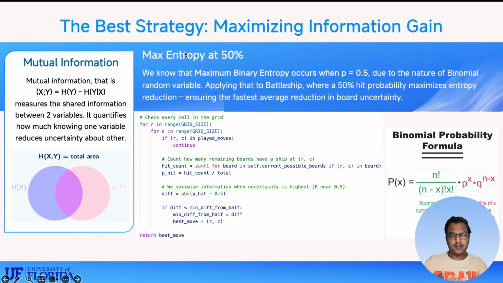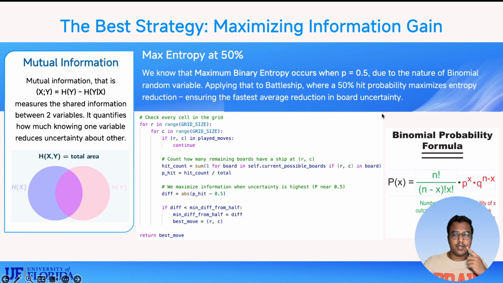So we can calculate entropy, but how do we win? This brings us to the best strategy, maximizing information gain, which is part B of our project question. We use the concept of mutual information over here. Mutual information measures how much knowing one variable, like a specific grid cell, reduces the uncertainty about the other variable, the location of the ships. My strategy here is simple: always guess the cell that has a 50% probability of being hit. Why 50%? We know from the properties of a binomial random variable, shown here, that maximum binary entropy occurs when p equals 0.5. This is something we calculated in class.